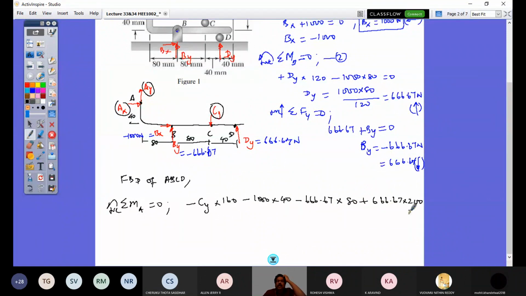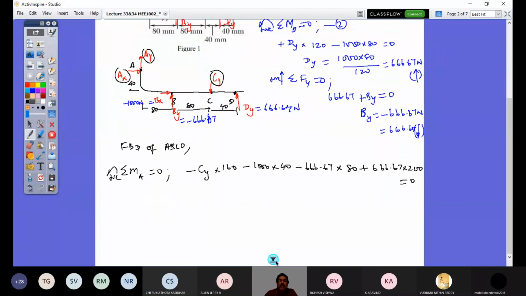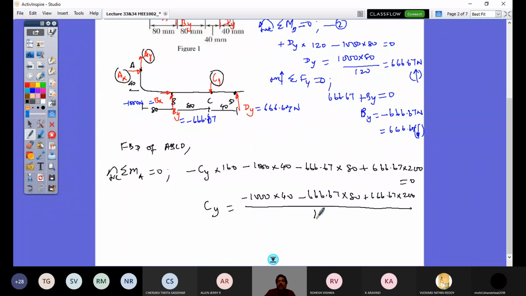So this will solve for Cy. So Cy into this minus, if I take it on the other side, Cy would be minus 1000 into 40 minus 666.67 into 80 plus 666.67 into 200, divided by 160 Newton. So if I work this out, I will get my Cy value, and that would be 250 Newton.